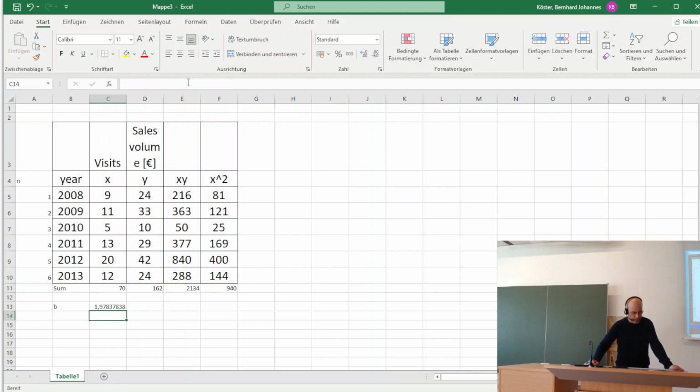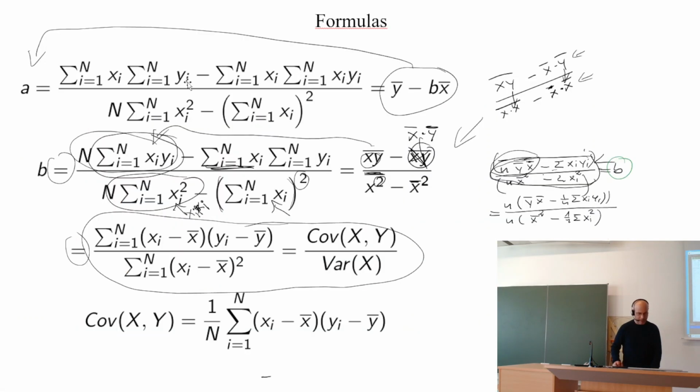And then I have my value b. For a, I could use this formula here, or I use the result that I also know, that the average of my data points, so x bar and y bar, also have to lie on my regression line. This was the center of mass theorem.